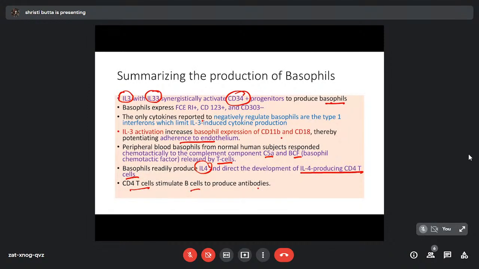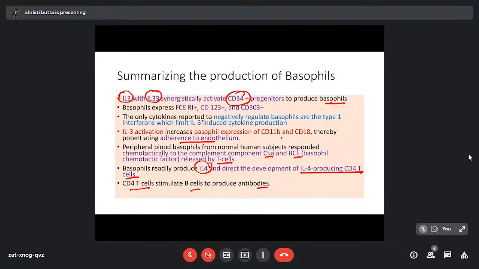Now coming to the basophil activation test. This is a new thing. The basophil activation test is a flow cytometry based test that can be performed on peripheral blood. Basophils can be gated as CD123 positive, Fc epsilon receptors positive and CD303 negative. The basophil activation state is determined by basophil expression of CD69, CD63 and CD203c. So let's see what happens.